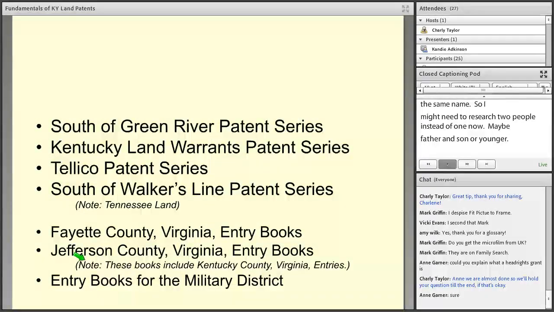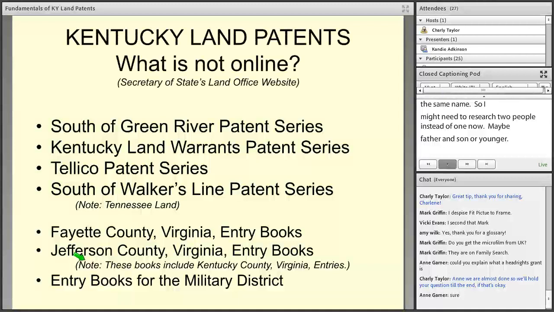Okay, what is not online at this time, out of all those nine series, we don't have the South of Green River online. We don't have the Kentucky land warrants online. The Tellico ones, I hope to have those on. I've been saying that for a couple of years, but they are scanned and they are indexed. Hopefully we can get those on soon. South of Walker's Line are not online. We don't have the Fayette entry books online, nor the Jefferson entry books or the military district things.